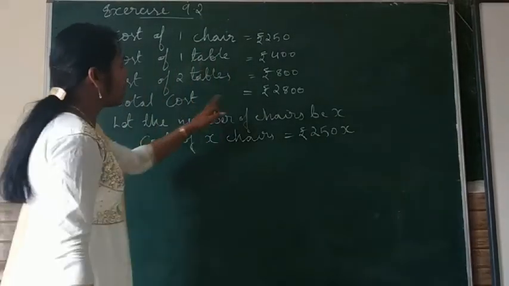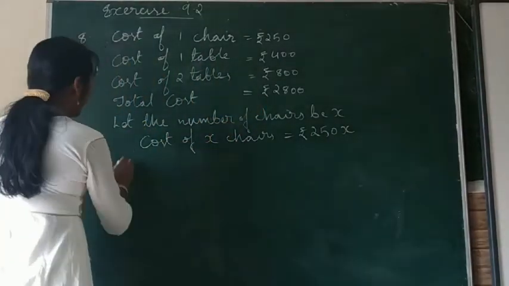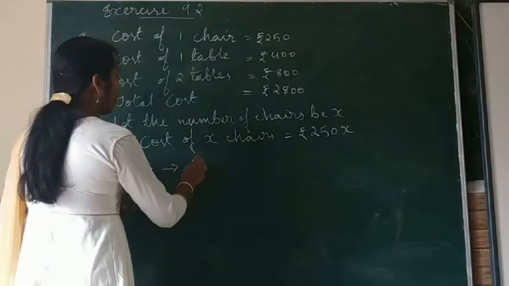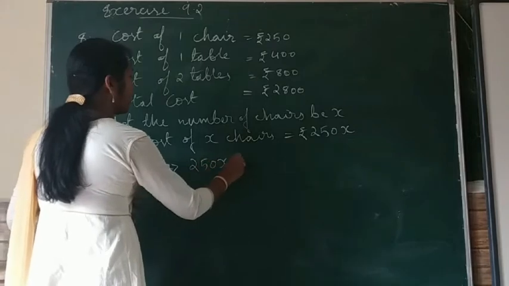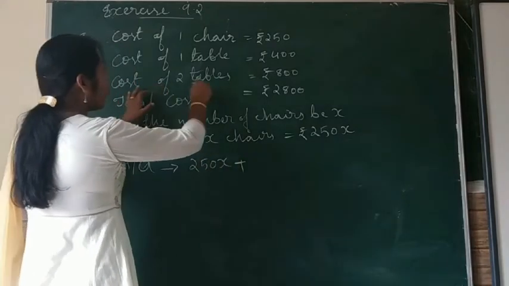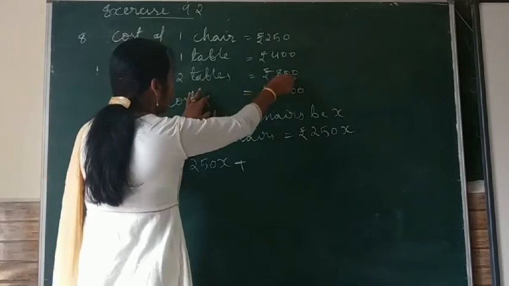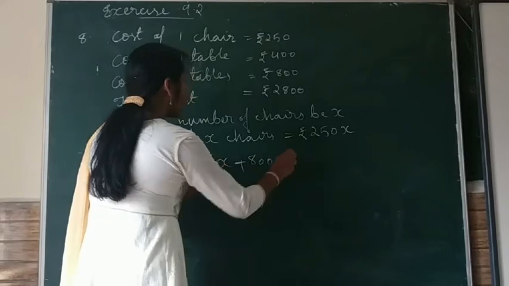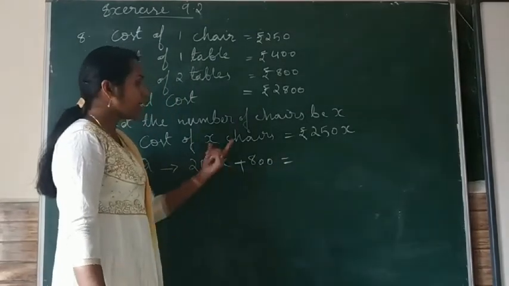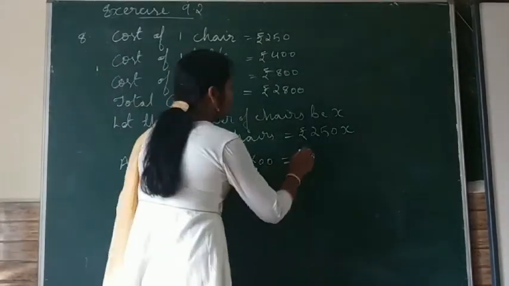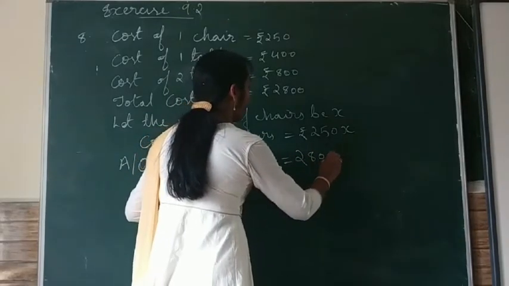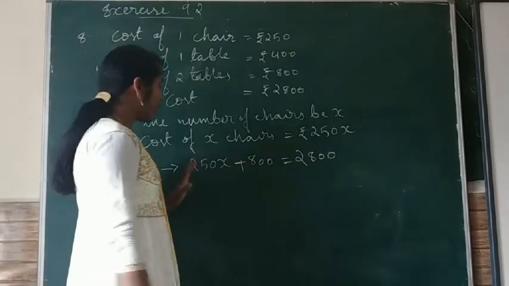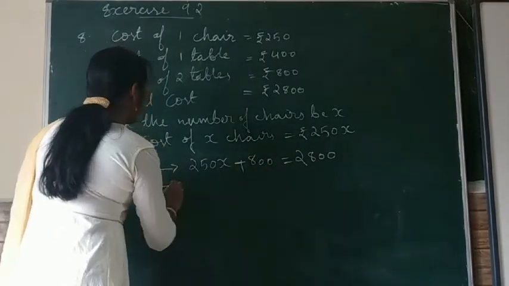Now the total cost is rupees 2800. So we can write according to the question, 250x plus the cost of tables. There were 2 tables and their cost is 800. So 250x plus 800. This is the total cost. Cost of x chairs and 2 tables is equal to 2800. When we write the equation, we need not write the units or rupees, etc. So we just write the values in order to solve the equation.